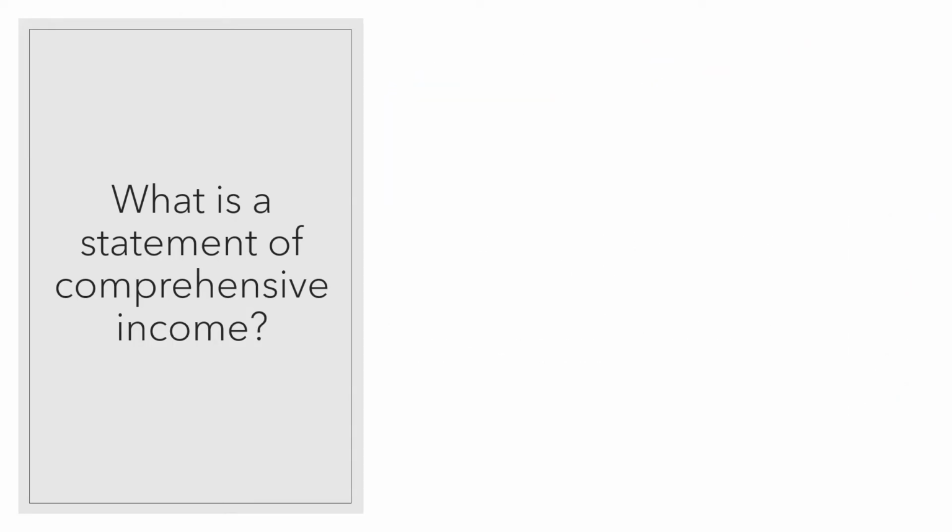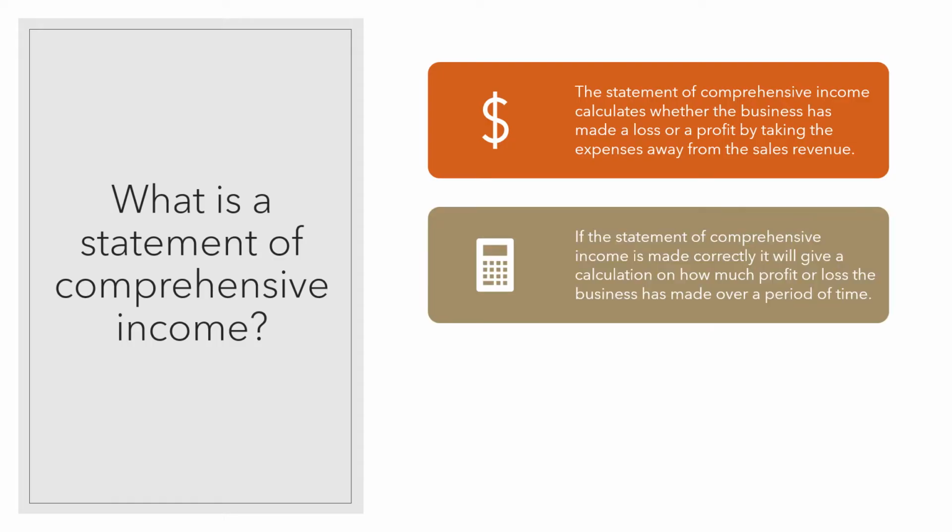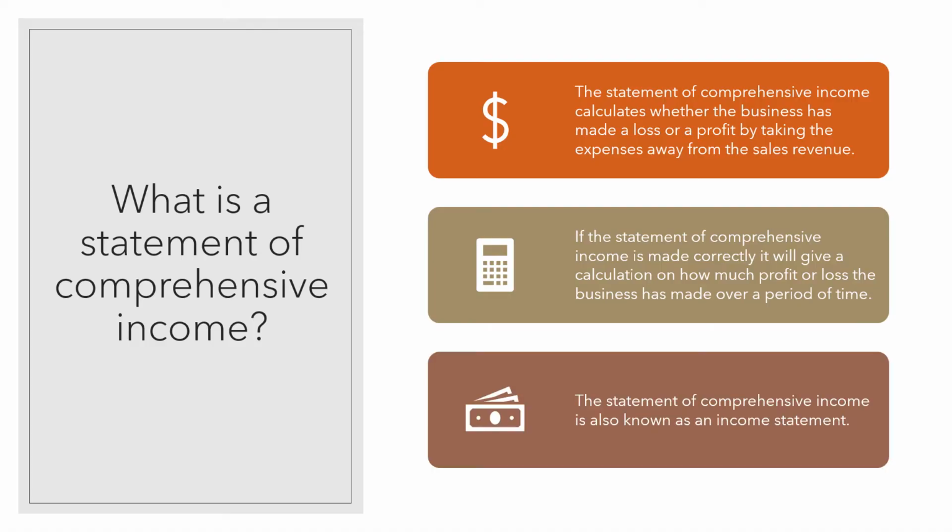What is the Statement of Comprehensive Income? The Statement of Comprehensive Income calculates whether the business has made a loss or a profit by taking the expenses away from sales revenue. If the Statement of Comprehensive Income is made correctly, it will give you a calculation on how much profit or how much loss a business has made over a period of time. The Statement of Comprehensive Income can also be known as the income statement.